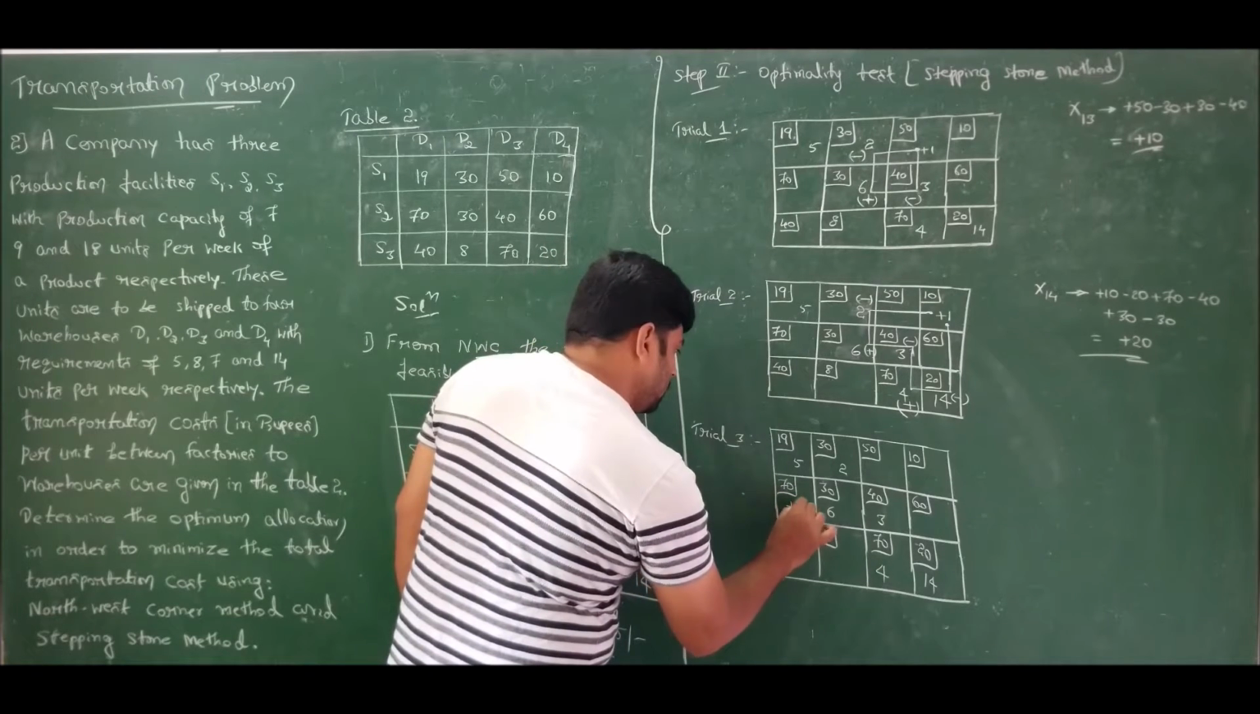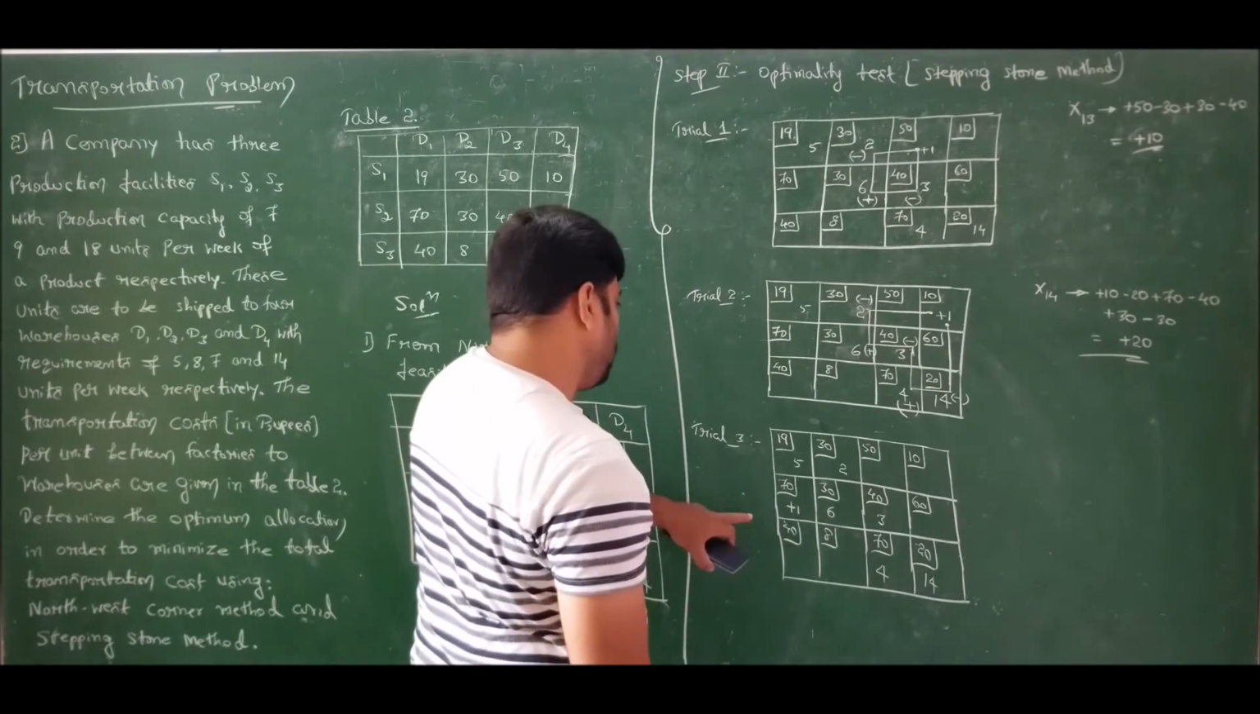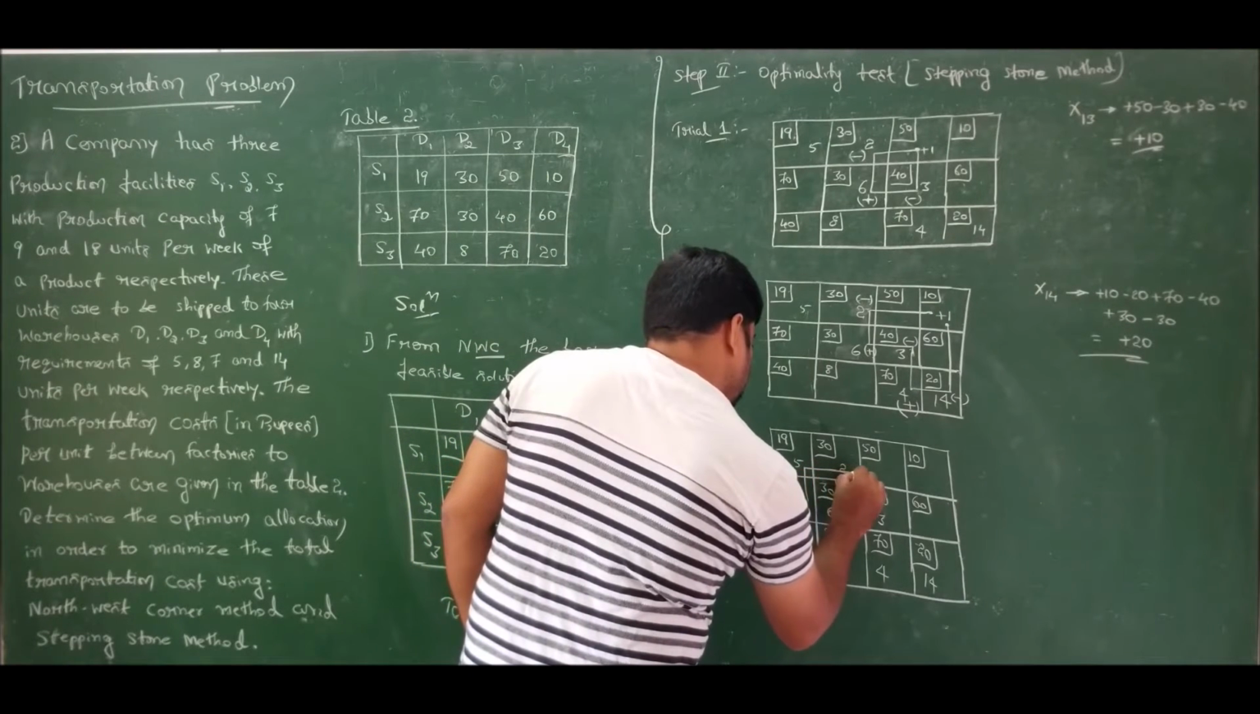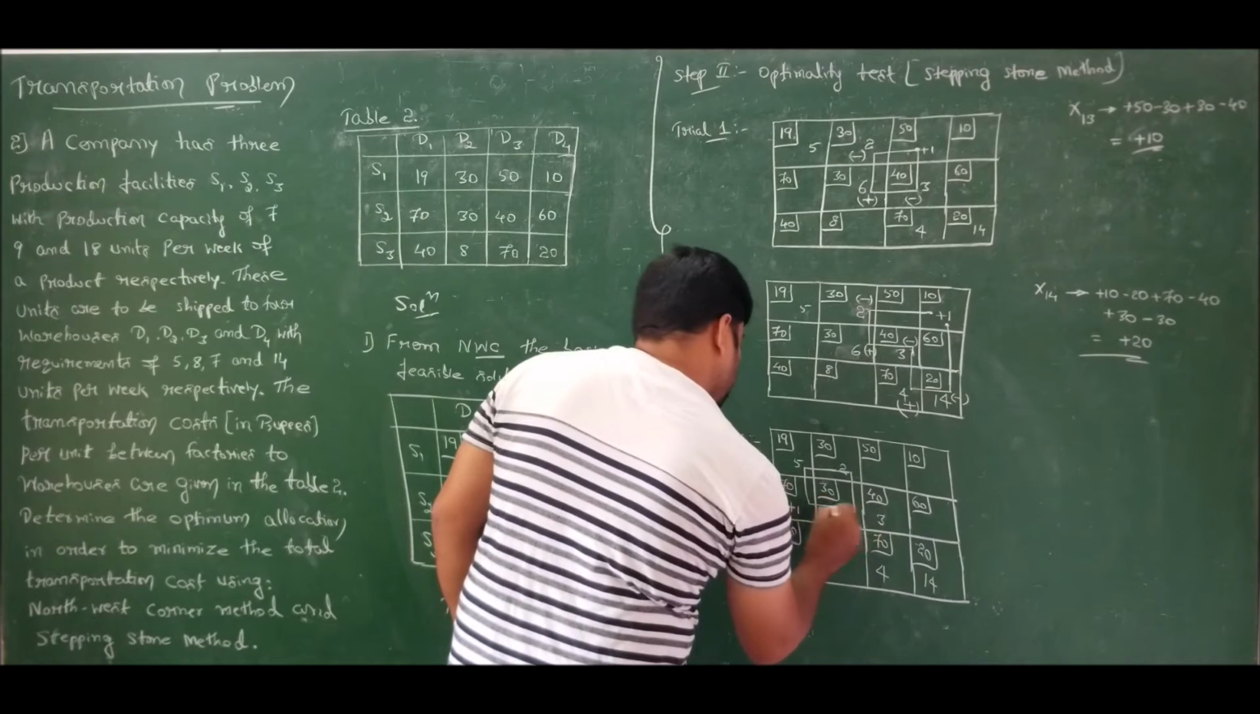Give plus 1 unit here. If I give plus 1 unit here, I should form a loop. I'll go like this. I'll come here, come down and connect the loop.